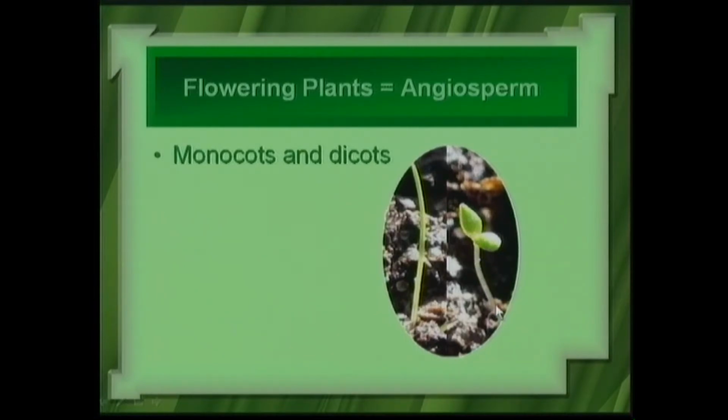This one here, of course, germinated from a seed, and the first leaves, which are called the seed leaves, are also known as the cotyledon. So we have monocots and dicots. Monocots have one cotyledon and dicots have two cotyledons.